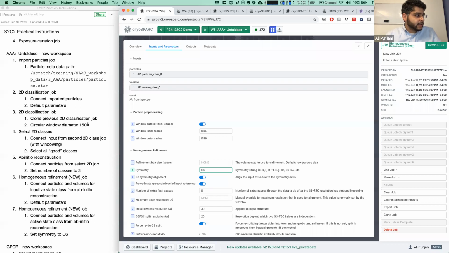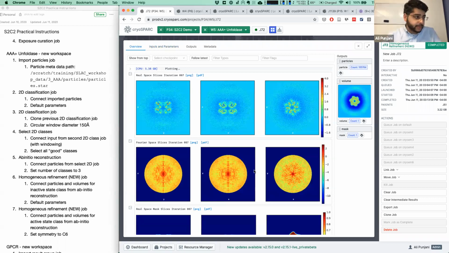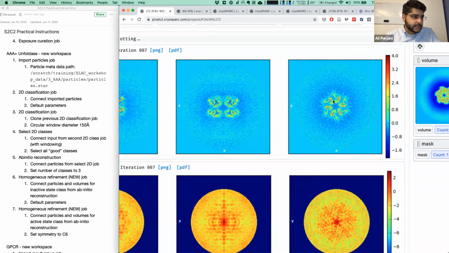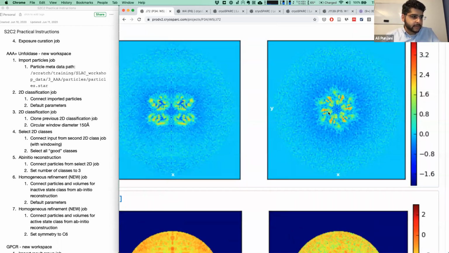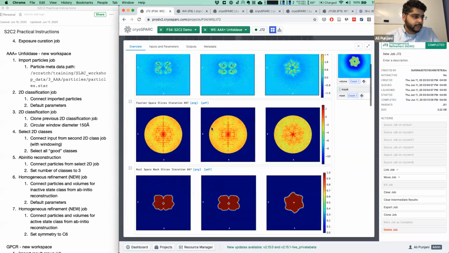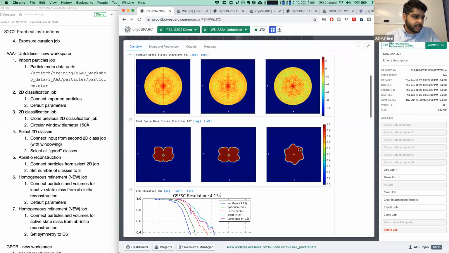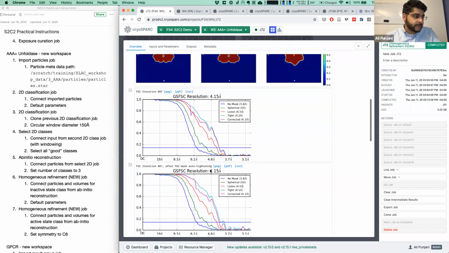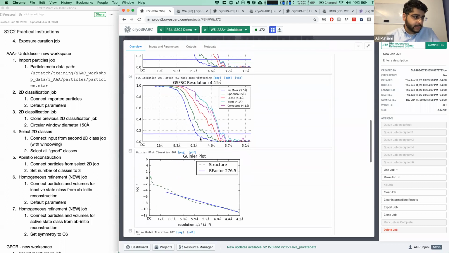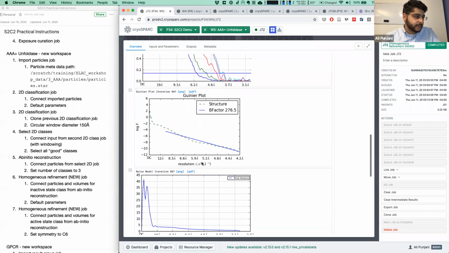So in our refinement, if we look at the overview tab, we'll see the last iteration plots that we want to inspect in order to understand the quality of the structure, resolution, and its characteristics. Slices through the structure show that we definitely have some interesting details, some helical pitch is starting to be visible, and in Fourier space, everything looks as it should. This is the mask that had been used from dynamic masking during this refinement, and our final resolution was about 4.2, 4.1 angstroms, which is great. With the symmetry enforced, that's a good resolution.